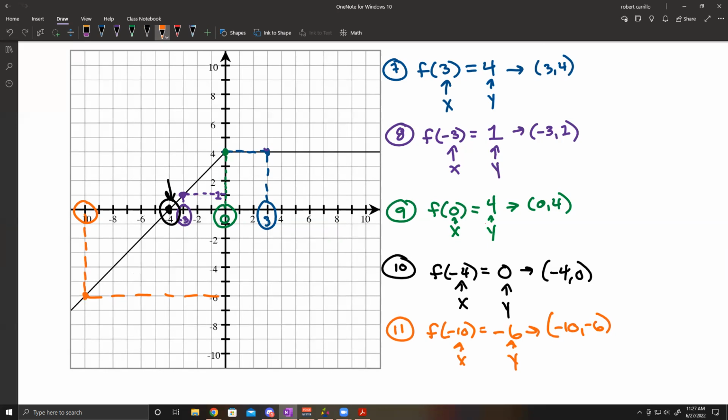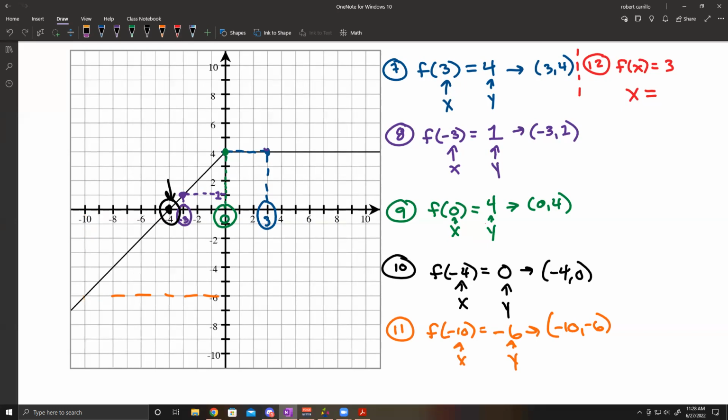And 12, we ask the question backwards now. So 12 is now giving us the output and wants us to find the input. So on 12, this says, for what value of x is f of x equal to 3? So when f of x equals 3, what is the value of x? So now we just reverse the process. Now wherever you see a y value of 3, we look for that x value.